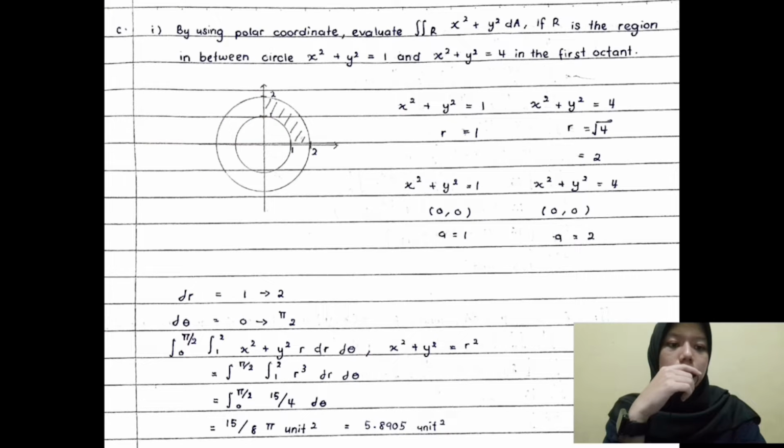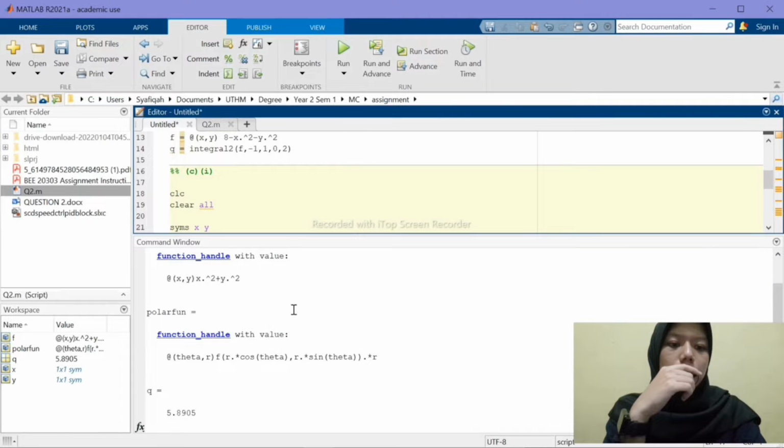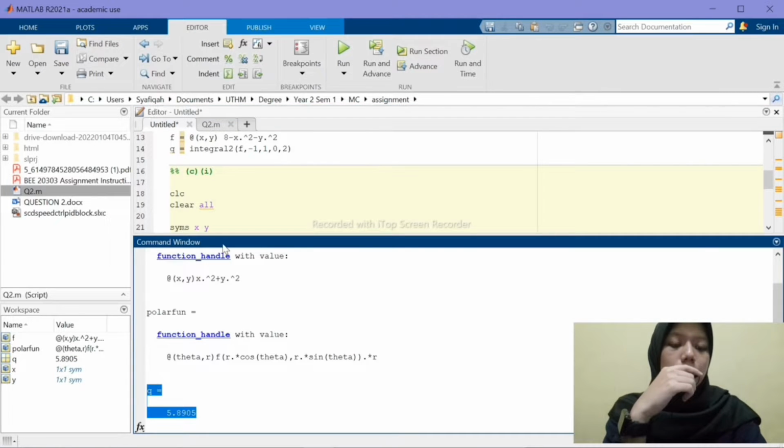Next, we have question C1. So this is my manual calculation with a final answer of 5.8905 units square. So using MATLAB software, click on the question C1 section and then run section. And you could see the final answer on the command window is the same as our manual calculation.